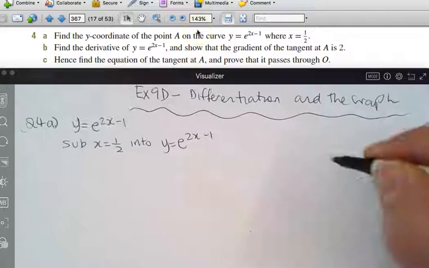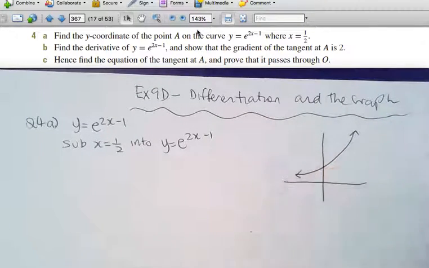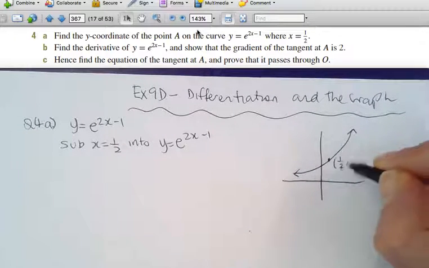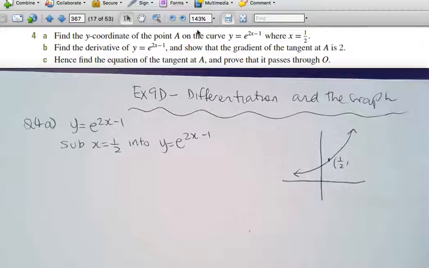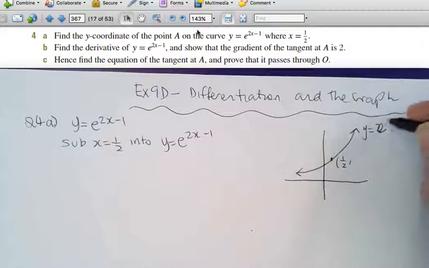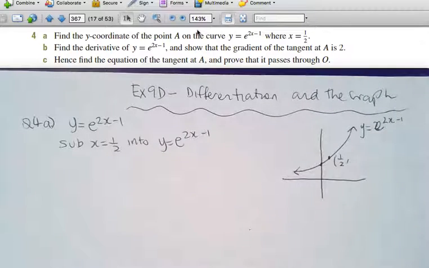So look, e to the power of 2x minus 1 would look something like this. It's an exponential curve. So we've got the point a half, something. They're just asking for the y value on that curve. That's all they're doing. So they've said, this is your function. It looks something like that. Actually, when x is 0, it would look like that. I'm not going to put the y-intercept yet. We haven't sketched those types of functions yet, okay?